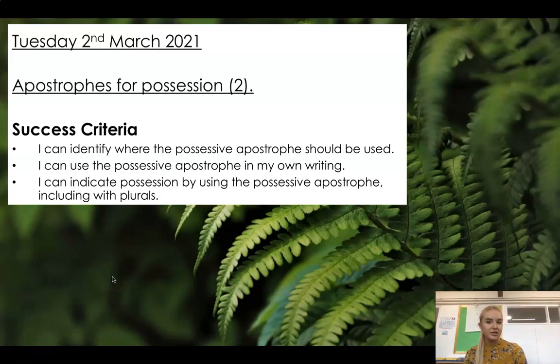In today's session we're going to be continuing looking at apostrophes for possession, really trying to understand in a bit more depth the difference between singular and plural apostrophes for possession. And to be successful in this lesson, as with yesterday, you will be able to identify where the possessive apostrophes should be used in a sentence. You will also be able to use possessive apostrophes in your own writing, and you will be able to indicate the possession by using the possessive apostrophe, including plural and singular possessive apostrophes.